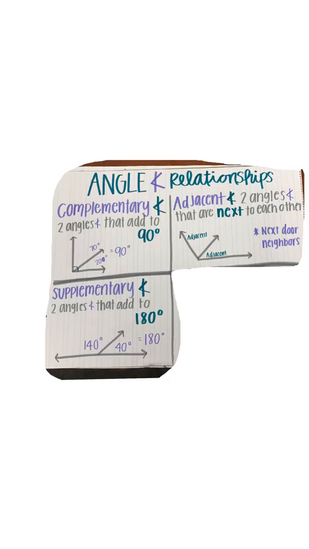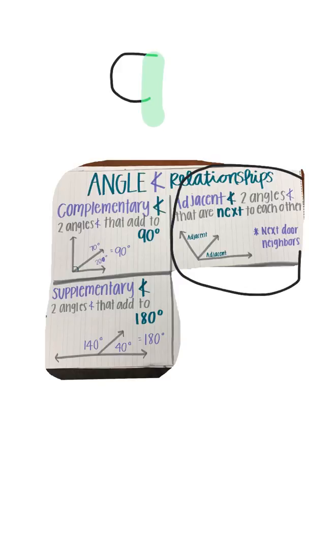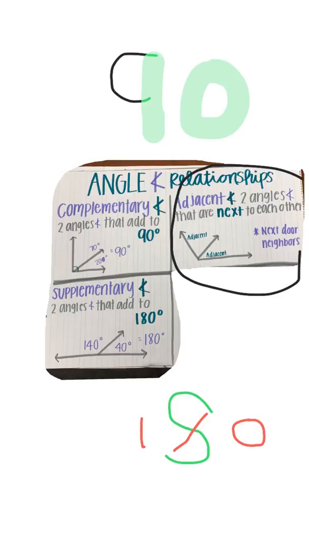All right, some other relationships. We have adjacent angles, and adjacent angles are those angles that are next to each other. So they're like next door neighbors. Then complementary angles, those are angles that add up to 90 degrees. So if you have a C for complementary, you can actually change it into a 9 for 90. Then we have supplementary angles, and those are angles that add up to 180 degrees. So you have S for supplementary, and you can change that S into an 80 for 180 degrees.